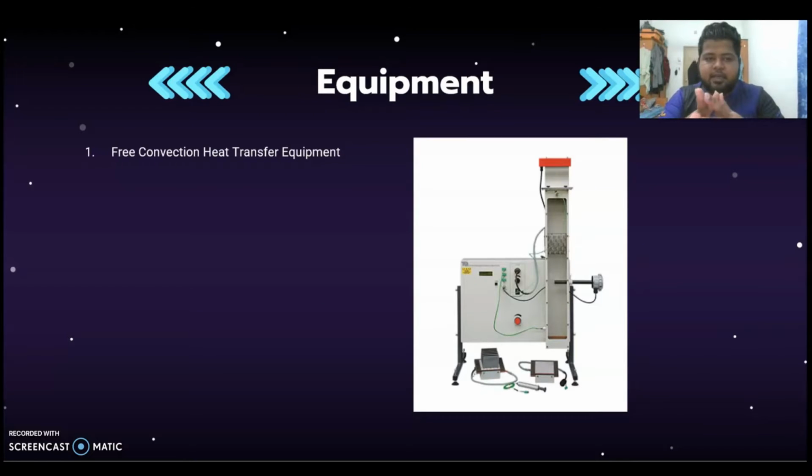This is the equipment that we have used to do free convection, also known as free and forced convection heat transfer equipment. This equipment's operation we shall show further in the procedures.